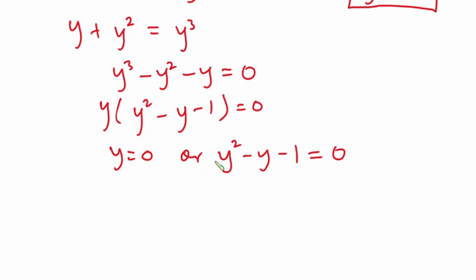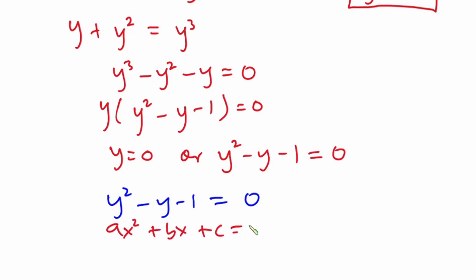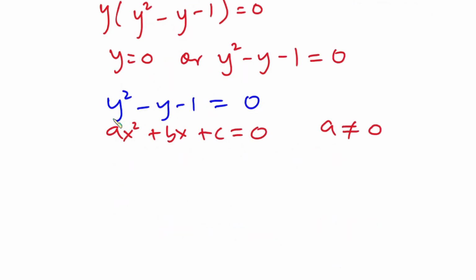Okay, so now let's consider this whole equation. So we have y to the power 2 minus y minus 1 is equal to 0. Now let's compare this equation to the general quadratic equation. We have ax squared plus bx plus c is equal to 0, where a is never equal to 0. So here we can simply say that x is equal to y. So now let's compare the coefficients. We have a equals 1, b equals -1, then c equals -1.